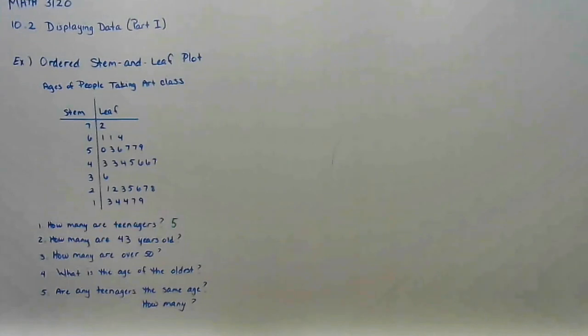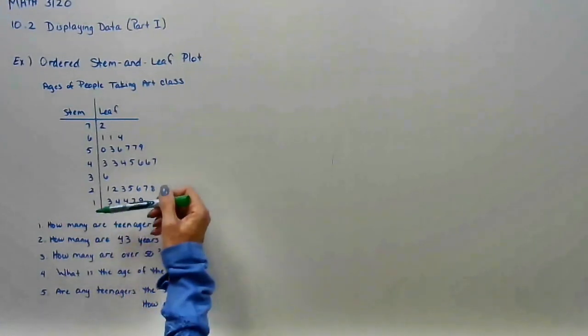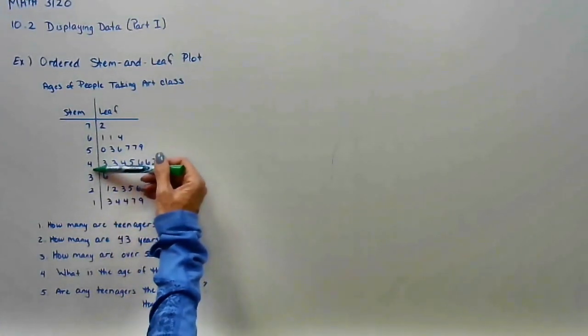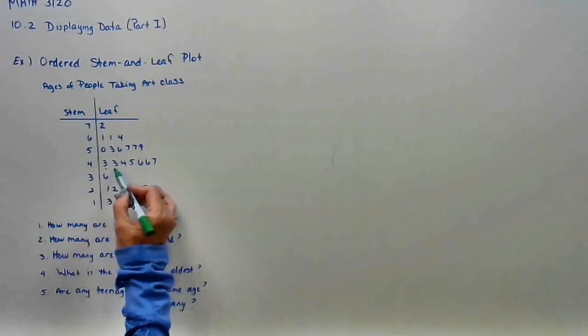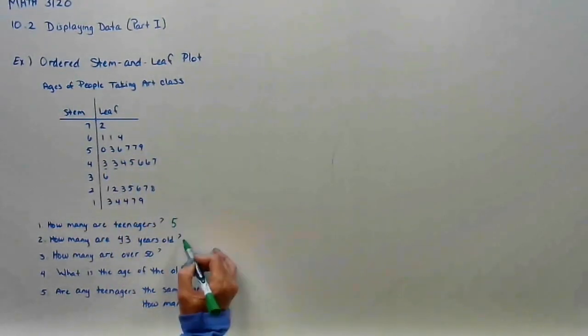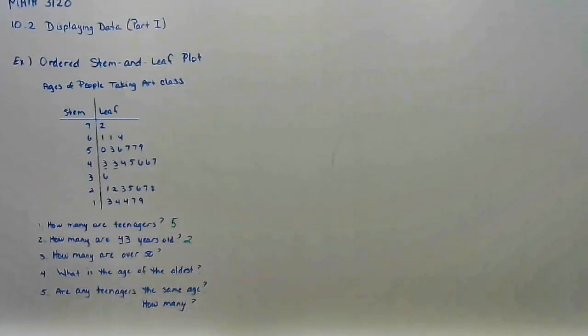Looking at our data, how many are 43 years old? Well, with number sense, we're looking for the tens place to be a 4, so that would represent 40, and the ones place to be a 3. Here's one, here's another one. So I have 2 people that are 43 years old.